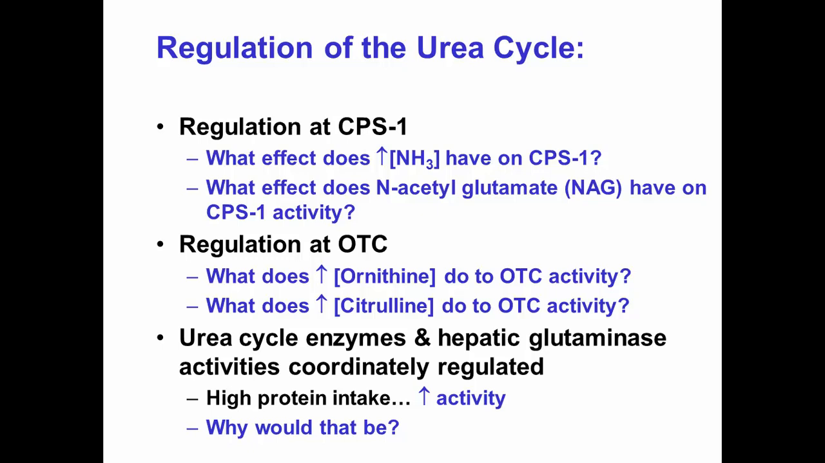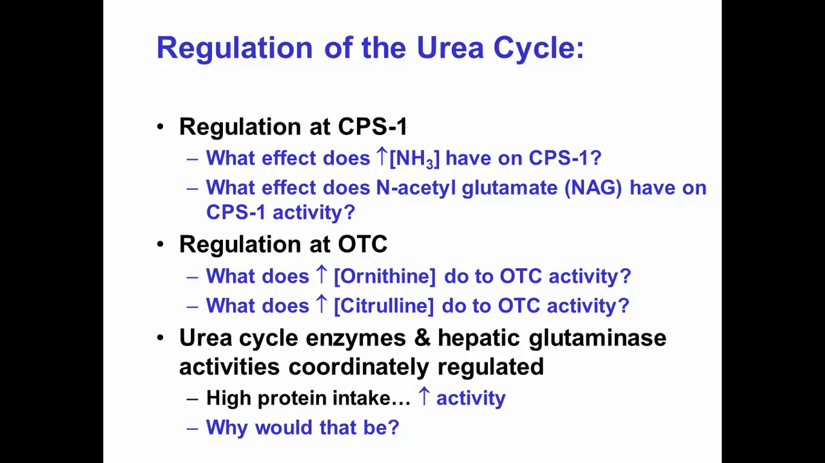And then the last point is that urea cycle enzymes and hepatic glutaminase activities are coordinately regulated, meaning when the urea cycle is active, so is hepatic glutaminase. So at the end of all this, hopefully next time, we're going to talk about how coordination between tissues happens. With high protein intake, you're going to have high activity of the urea cycle enzymes and hepatic glutaminase, and that is part of the story about glutamine.